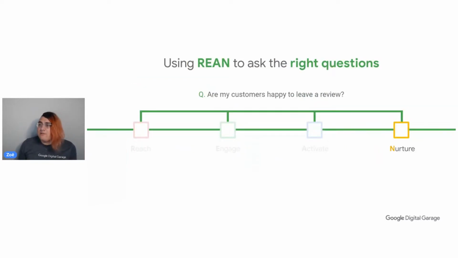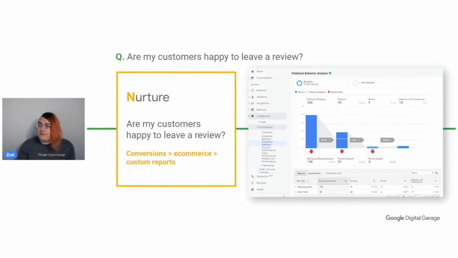Last but not least, we have nurture. And this is, are my customers happy to leave a review? Now, this is another thing that you need to set up yourself, which you absolutely can do. You also might want to look at metrics on things like your Google business profile. People do leave reviews on that. They might leave reviews on Facebook. All of these things that you can track. But again, on Google Analytics, especially if they're leaving reviews on your own website, you can track that with conversions.